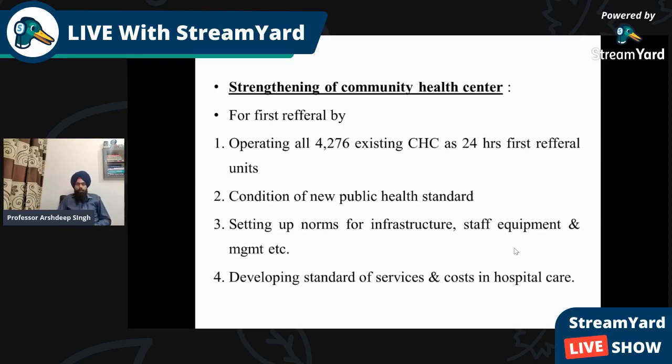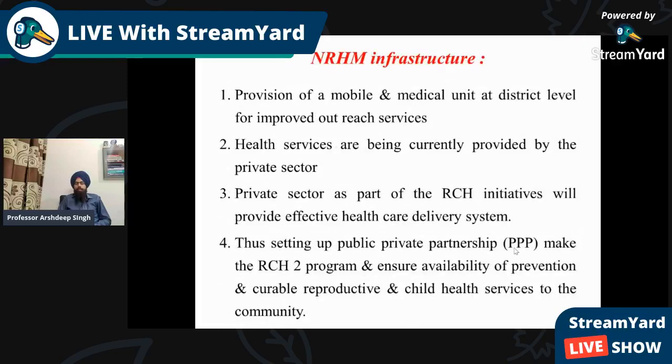Okay, so that was about the strengthening of the community health center, the main approaches and aims, and the plan of action of the NRHM. Next, NRHM infrastructure. So what was the infrastructure that was decided at this point?